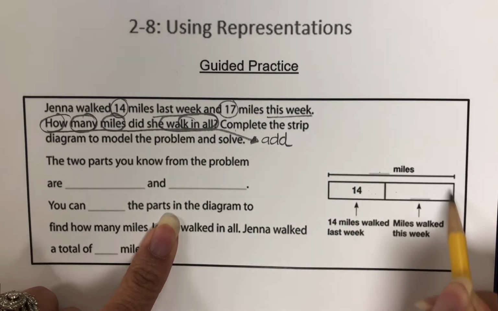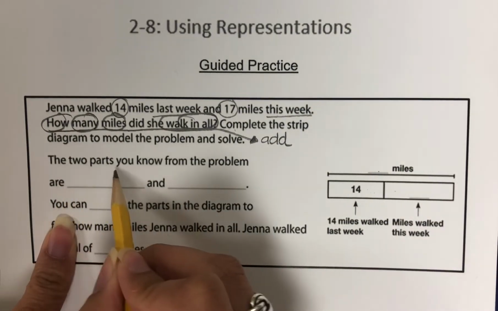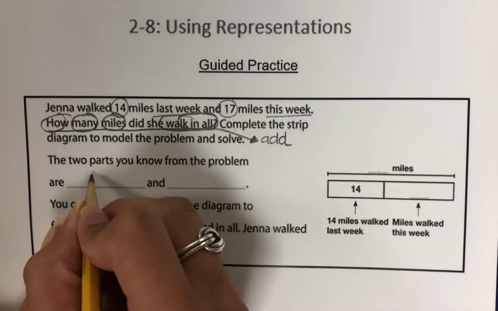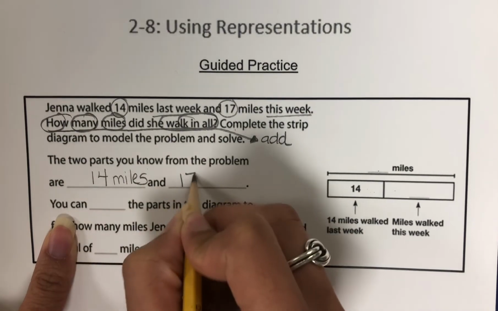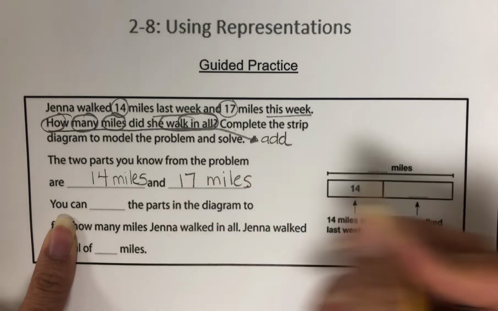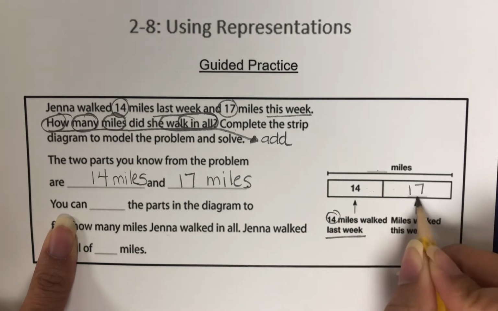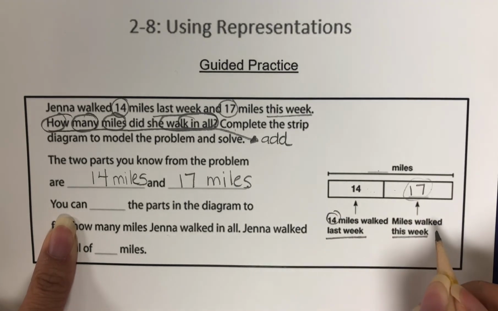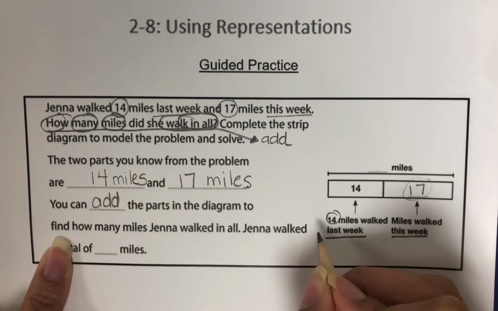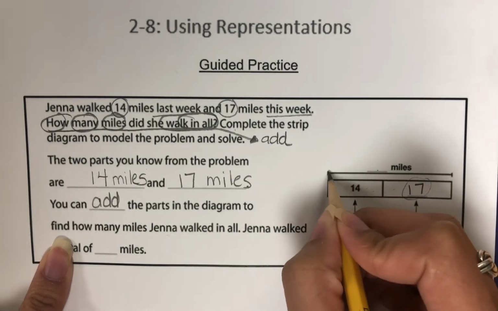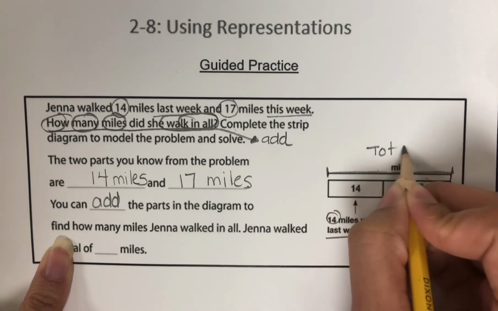So we have our strip diagram here. The first thing that we need to do is label our 2 parts. The 2 parts you know from this problem are 14 miles and 17 miles. 14 from last week and 17 miles from this week. We can add these 2 parts together in the diagram to find out the total number. From this part all the way to the very end represents the total.